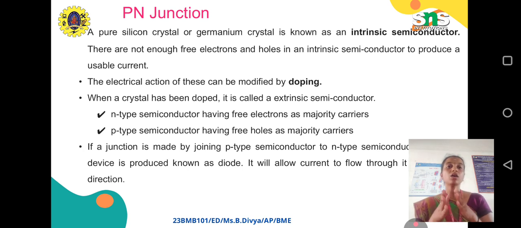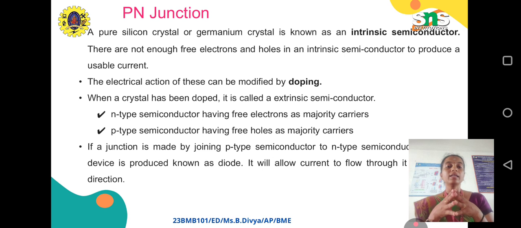There are not enough free electrons and holes in the intrinsic semiconductor for a usable current. As we are going to use a certain amount of current in it, we'll have a minimum amount of electrons and a minimum amount of holes in it. To increase those, we'll be giving an external supply to it to recombine both the electrons and holes.